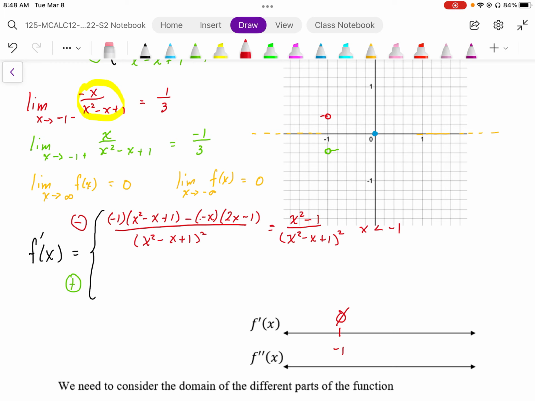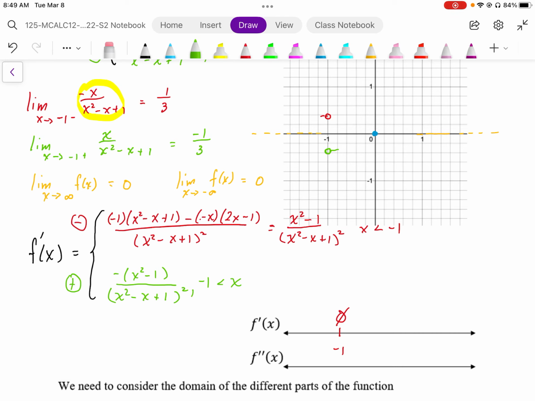So there's my derivative, and for the positive version, it's just going to be the opposite sign. So we're going to end up with negative x squared minus 1 all over x squared minus x plus 1 all squared, and the domain for this is x is greater than -1.